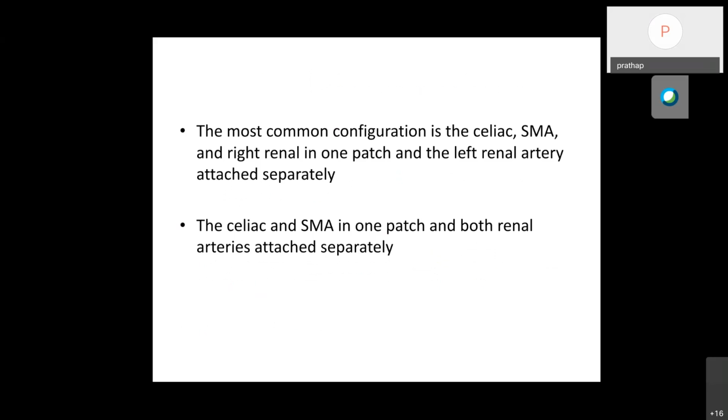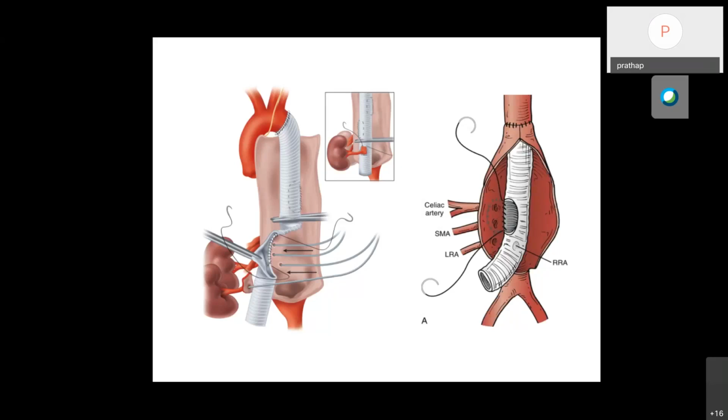The usual Carrel patch configuration is celiac, SMA, and right renal in one patch, and the left renal artery attached separately. Another commonly used configuration is celiac and SMA in one patch, and both renal arteries attached separately. This is a picture showing the same, wherein the Carrel patch is nothing but the rim of aortic tissue, aneurysmal aortic tissue, just adjacent to the openings of the celiac, SMA, and the visceral arteries, which is taken and reimplanted to the graft.